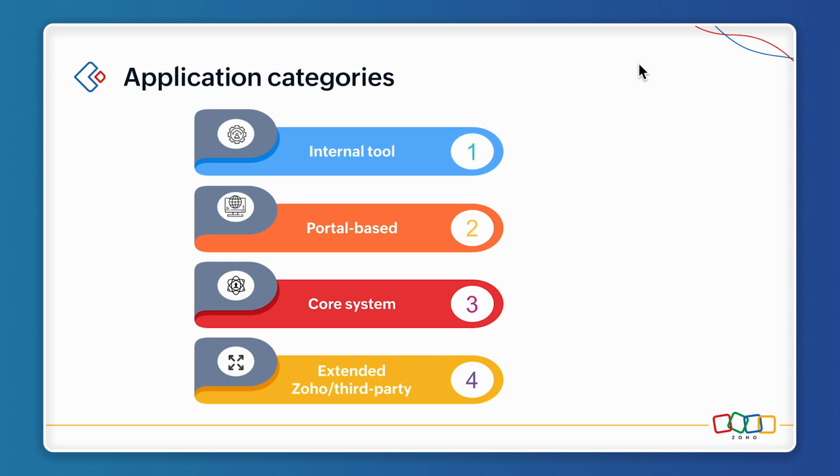If I'm trying to integrate my Creator account with other third-party services in order to push and pull data, then those applications can be categorized under the extended Zoho or third-party application. So as I said before, every application we build on Creator can be categorized under these mentioned categories, and it can also be a combination of the multiple categories that I've mentioned over here.